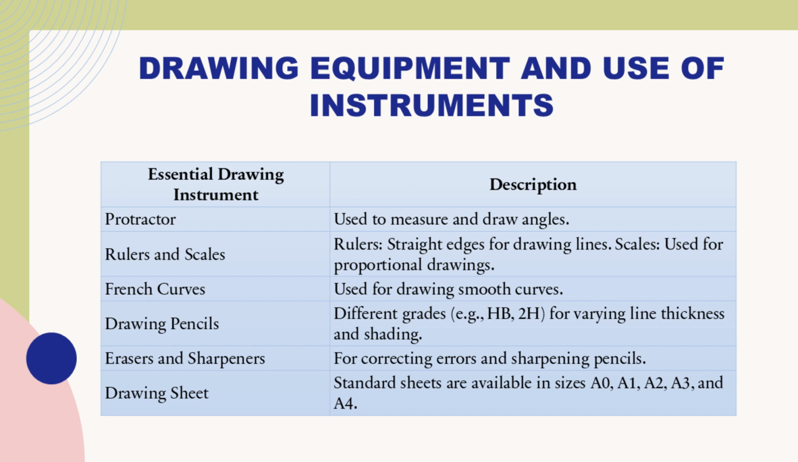A protractor is used to measure and draw angles, while rulers and scales serve as straight edges for drawing lines and creating proportional drawings. French curves are essential for drawing smooth, intricate curves. Drawing pencils come in various grades, such as HB and 2H, providing different line thicknesses and shading. Erasers and sharpeners are indispensable for correcting errors and maintaining pencil points.